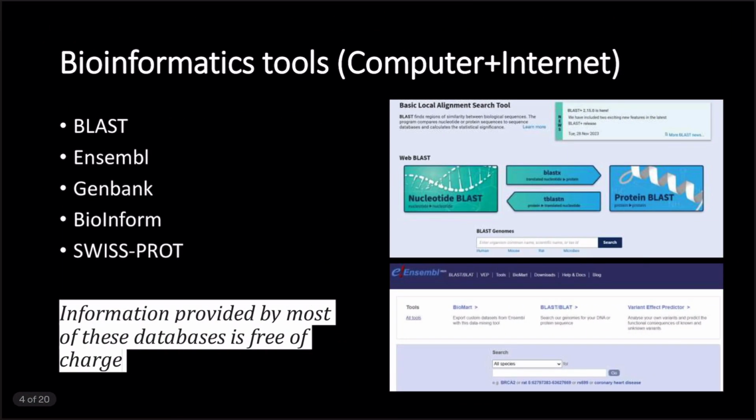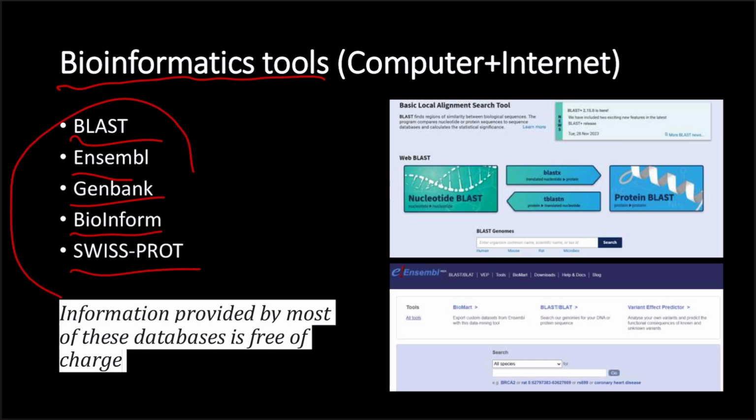Now coming to the different bioinformatics tools which we are having. In this we will be using several computer software. The examples of those are Blast, Ensembl, GenBank, BioInform, then SwissProt, and many others. These are the most commonly used, and out of these the Blast software is very commonly used. Here you can see the interface of Blast. Blast stands for Basic Local Alignment Search Tool. We will be discussing this in the next slide.